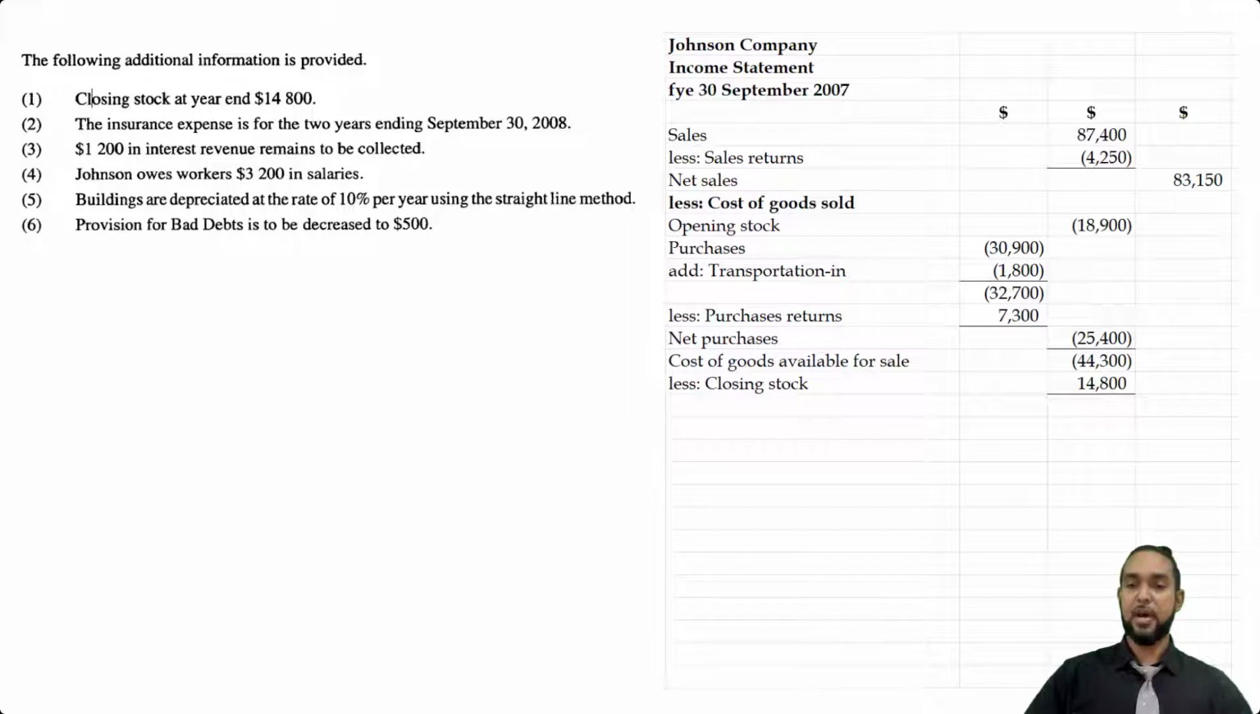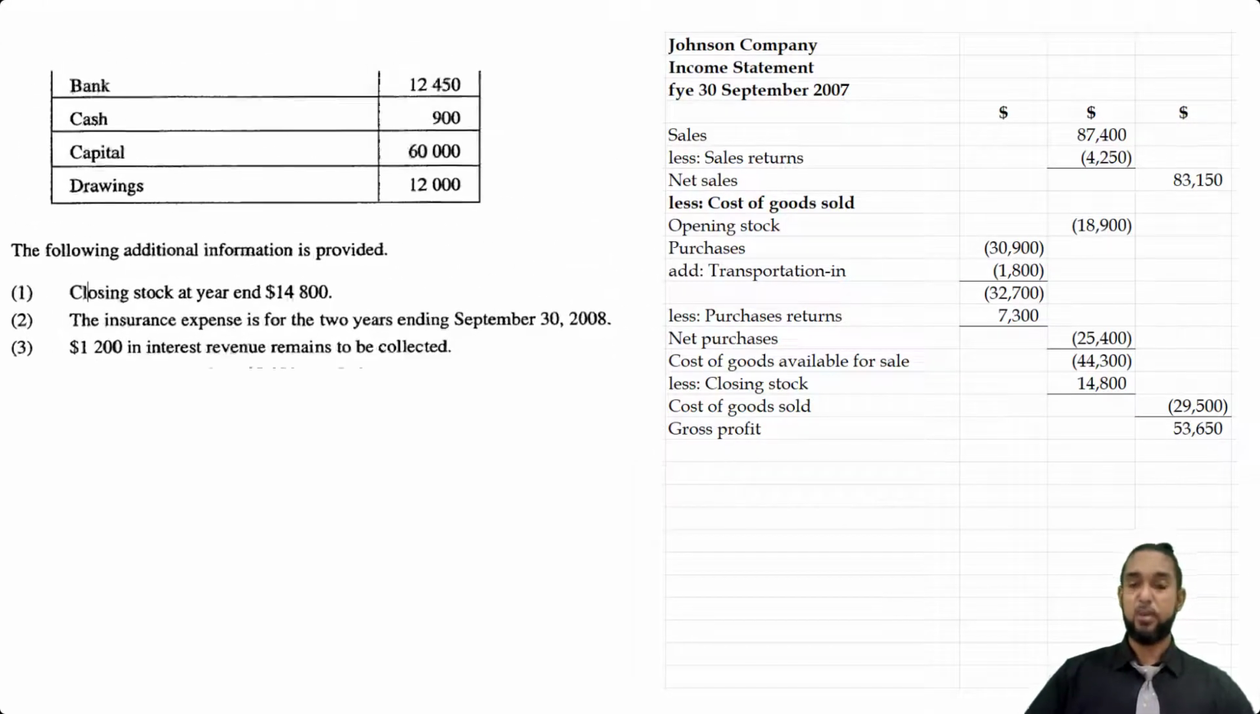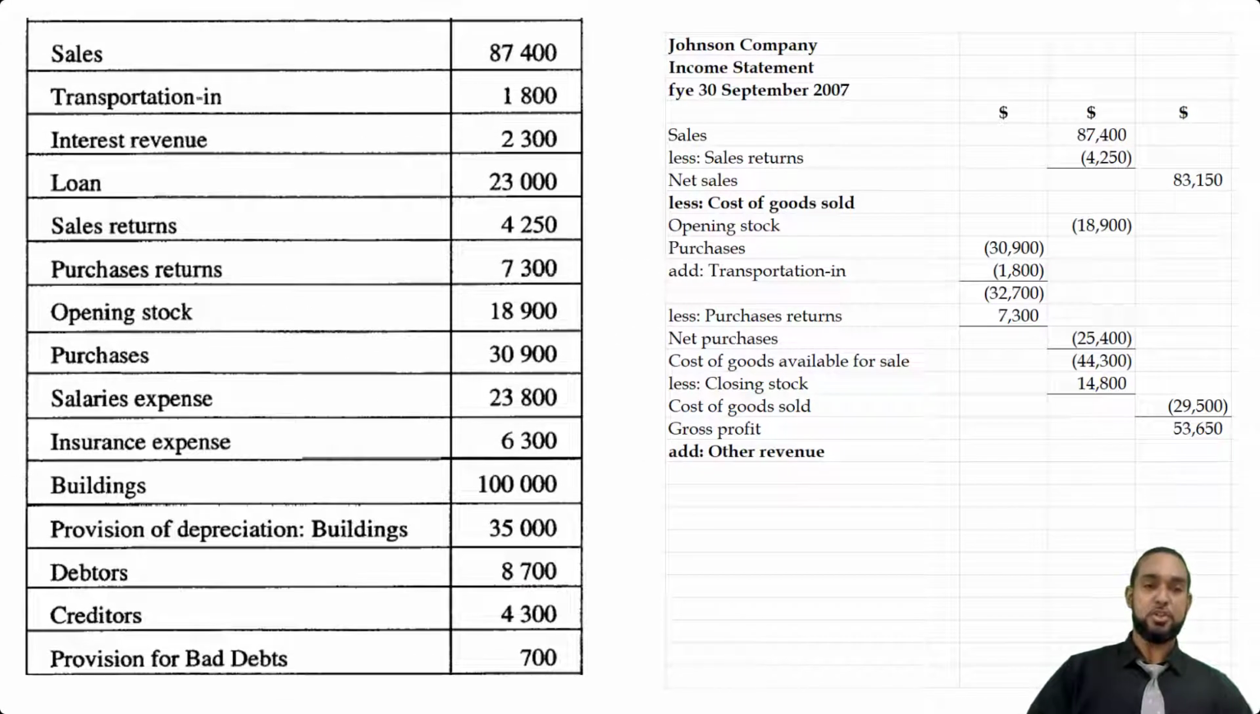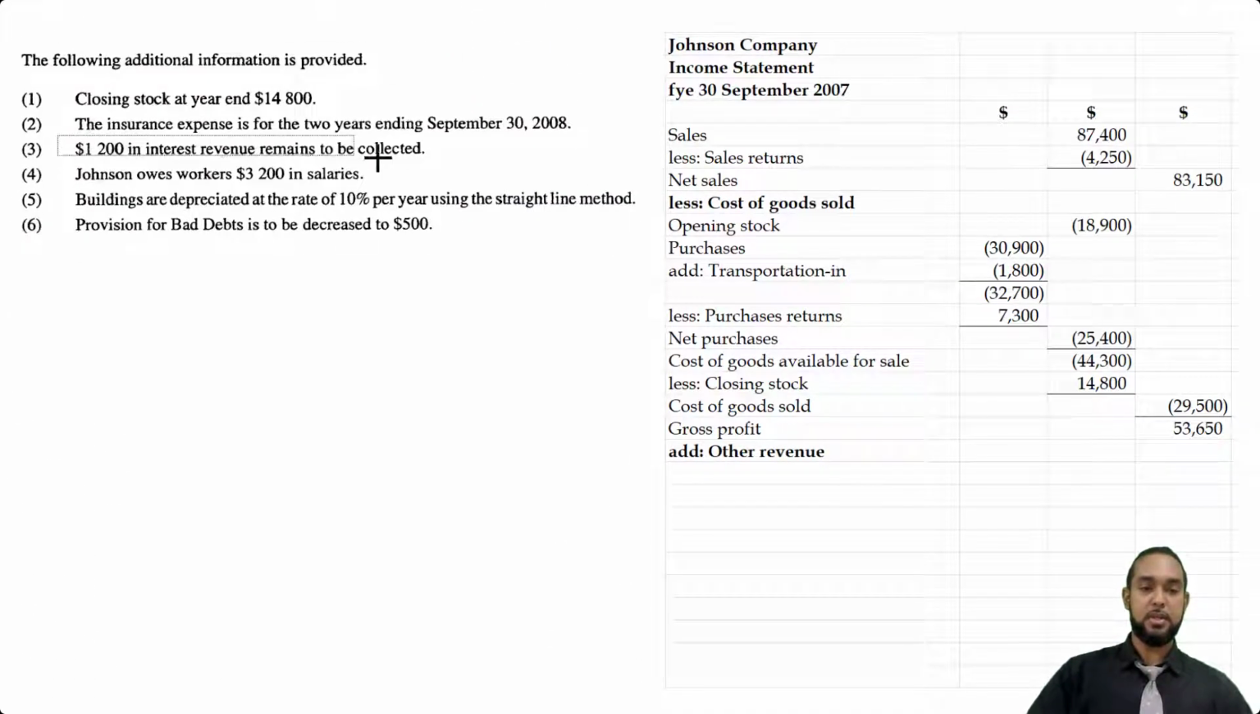We're going to subtract that and get our cost of goods sold of 29,500. We're going to subtract that from the net sales of 83,150 to get our gross profit of 53,650. And now we have a couple of revenue items. First item up is the interest. So up in the list of balances, we had interest revenue 2,300, but always remember to check your additional information section. Item 3 in the additional information section says 1,200 in interest revenue remains to be collected.